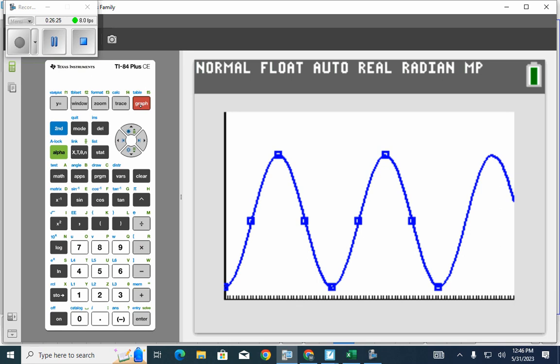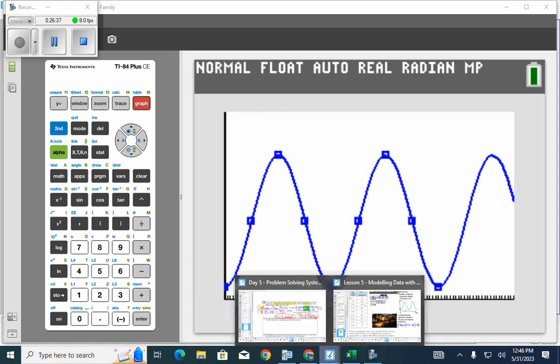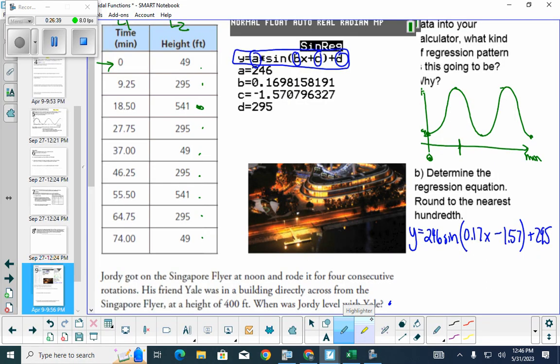Okay. Now, for part C, you do not need the graph for part C. Look at the table, look at the context. For part C, it says, what is the maximum and minimum heights? So what's the highest this person went? So this is the maximum. What's the lowest this person went? 49. So that's the minimum.